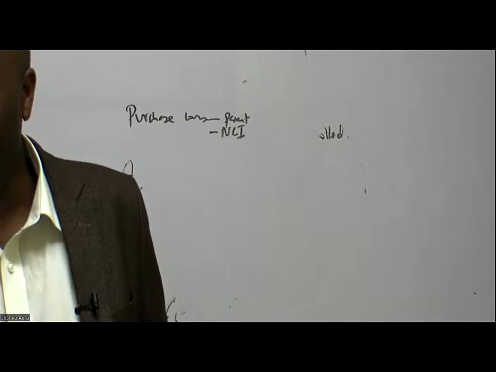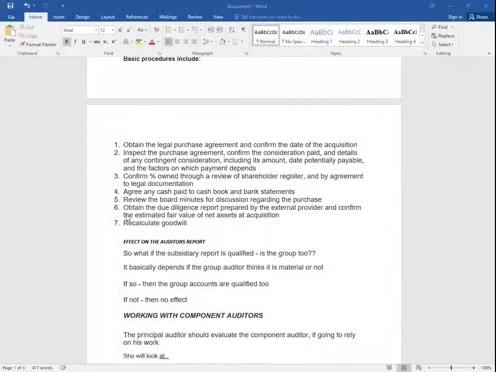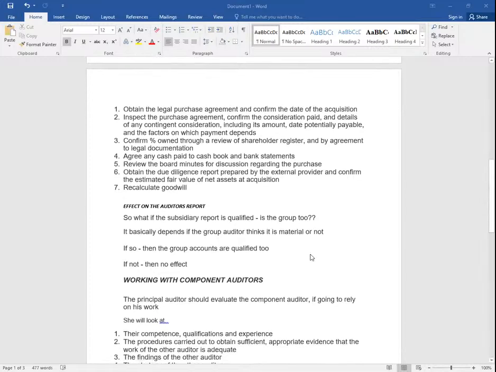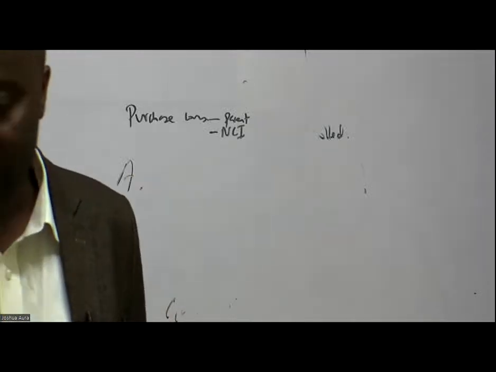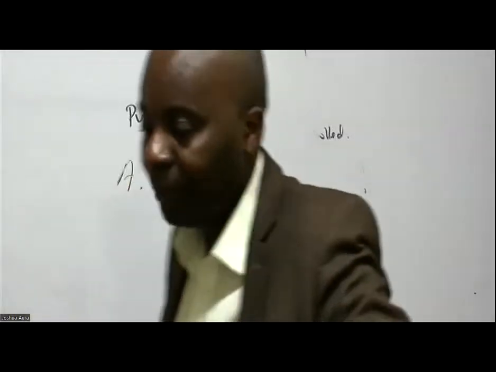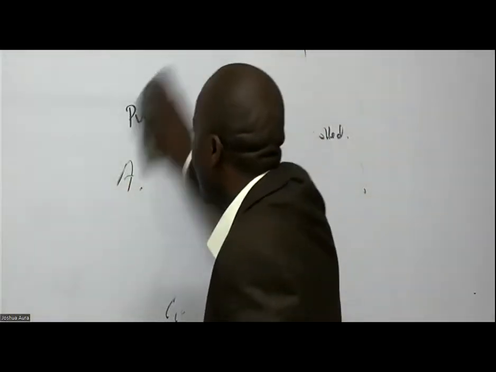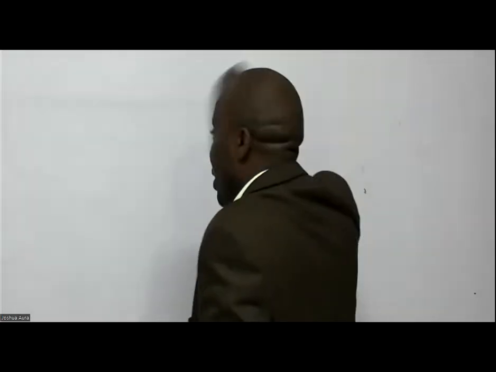We are told here, so what if the subsidiary report is qualified? Is the group's report going to be qualified too? It basically depends on whether the group auditor thinks it's material or not. If so, then the group accounts are qualified too. If not, no effect. And in practice, normally, materiality of the subsidiary is quite subjective.